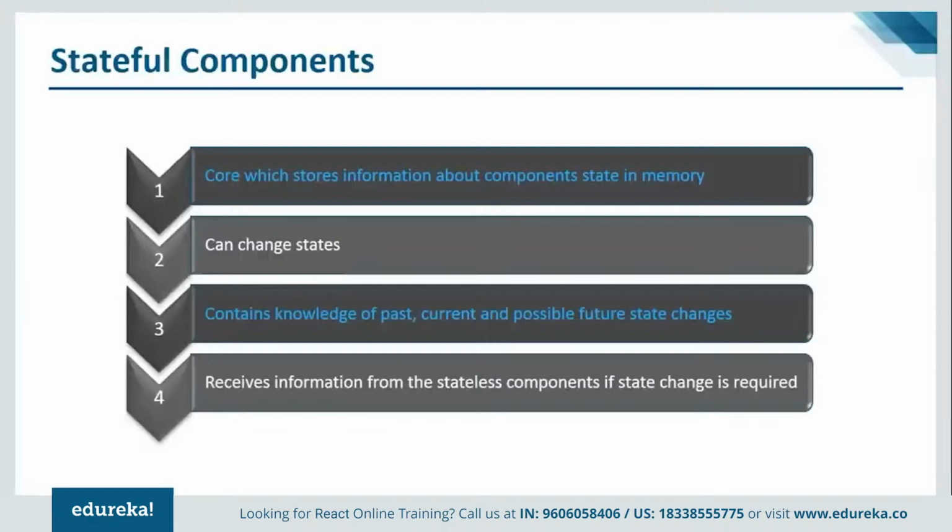Now these components can change the states as well. They contain the knowledge of the past, current, and future possible changes in state of the component. In case there is a change in state, they will always receive the information from the stateless components. Thus, these components are called the smart or active components.